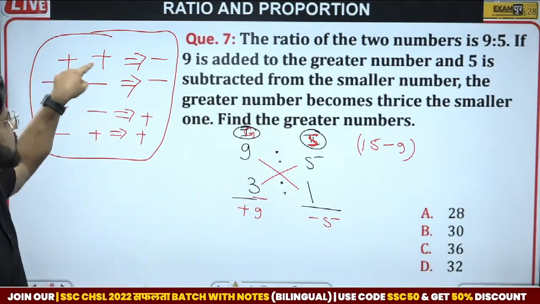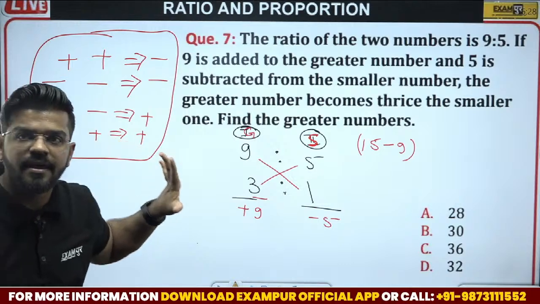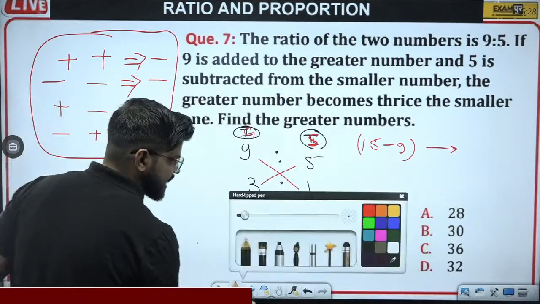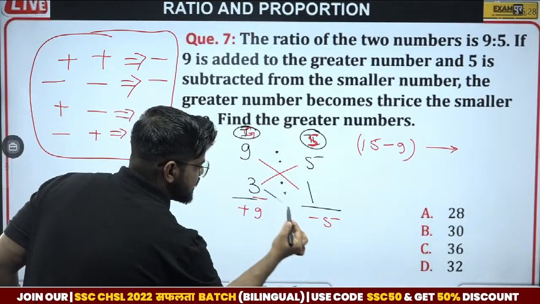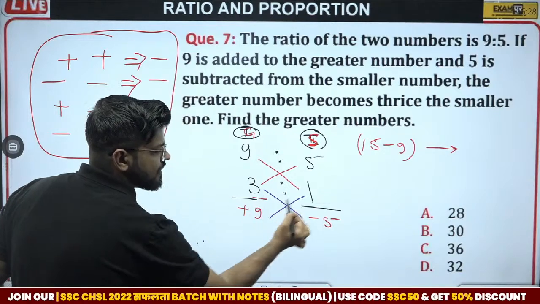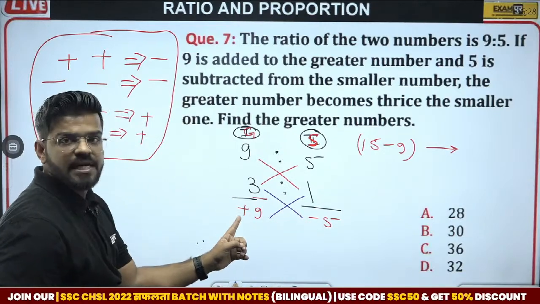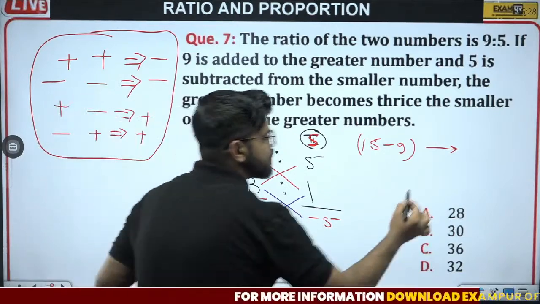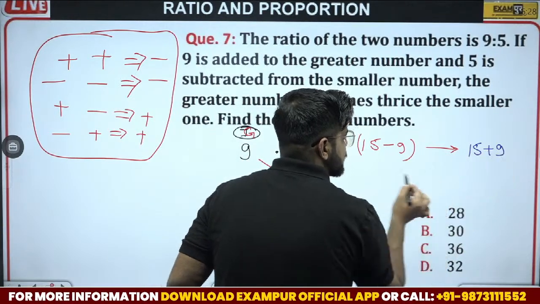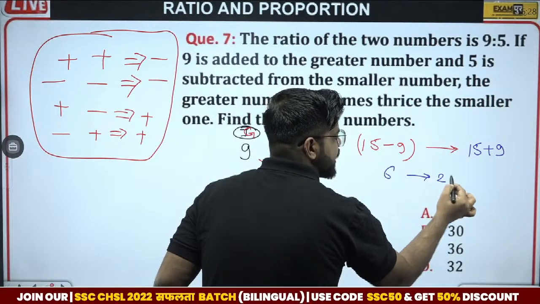Because all these values are positive, I am here taking the difference. Now this difference is equal to the cross multiplication of these two values. So 5 3s are 15 and 9, but one is plus and one is minus, so what we have to do? We have to add 15 plus 9. So 6 is equal to 24.